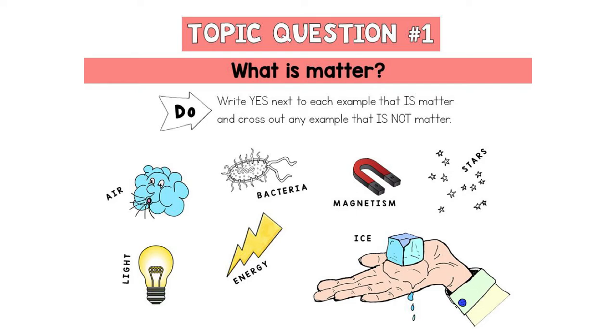Now, air does have mass and it does take up space, so it is matter. Bacteria also has mass and takes up space. It is also matter. Magnetism, however, does not have mass or take up space, so it is not matter. The stars each have mass and take up space, so they are matter.